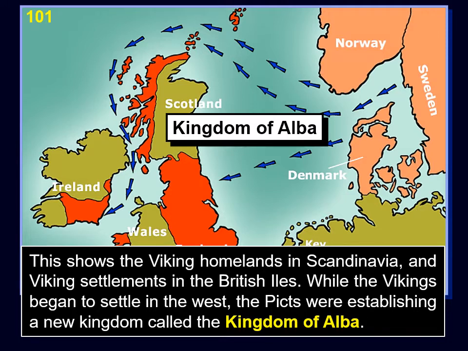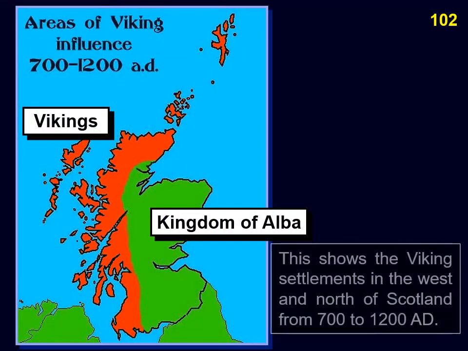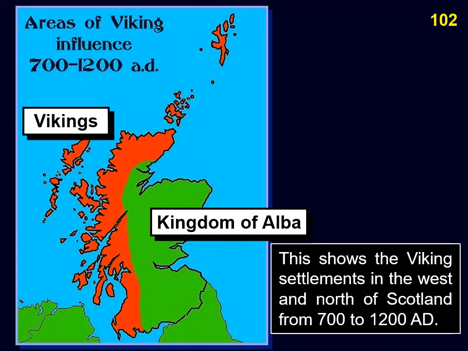While the Vikings began to settle in the west, the Picts were establishing a new kingdom called the Kingdom of Alba. This shows the Viking settlements in the west and north of Scotland from 700 to 1200 AD.